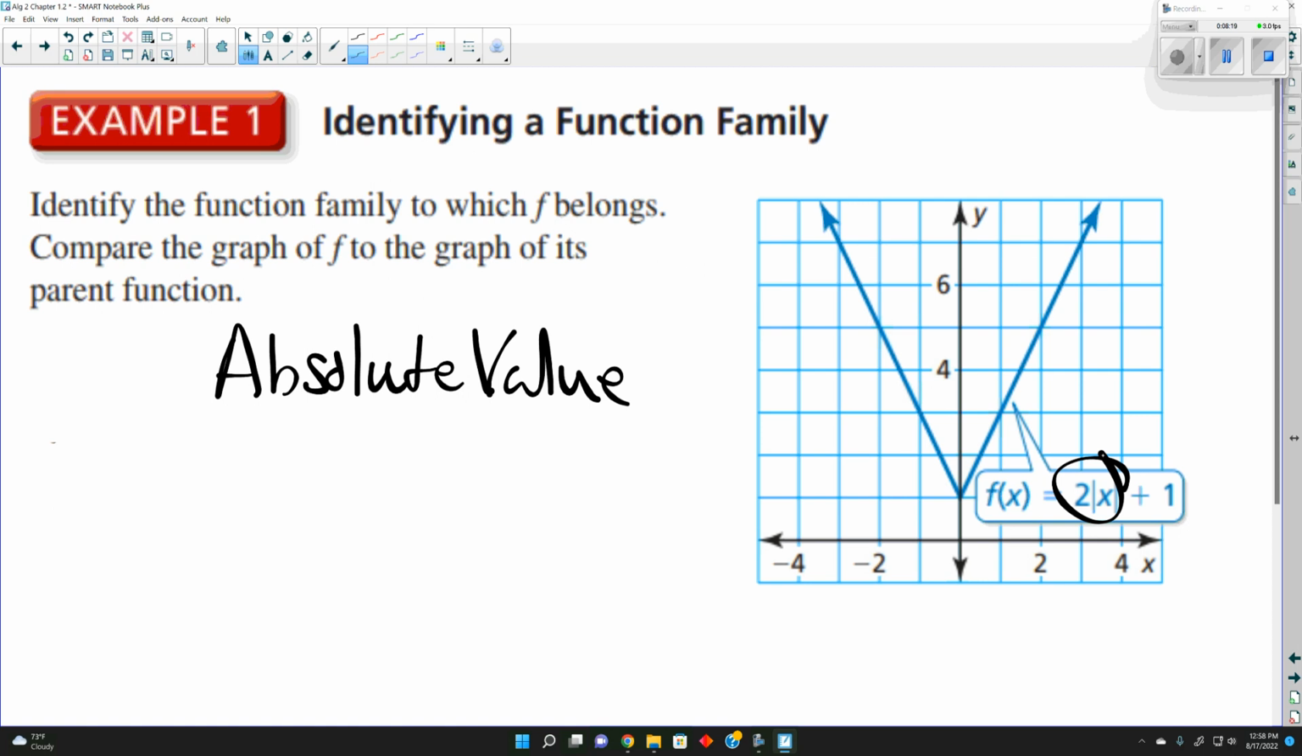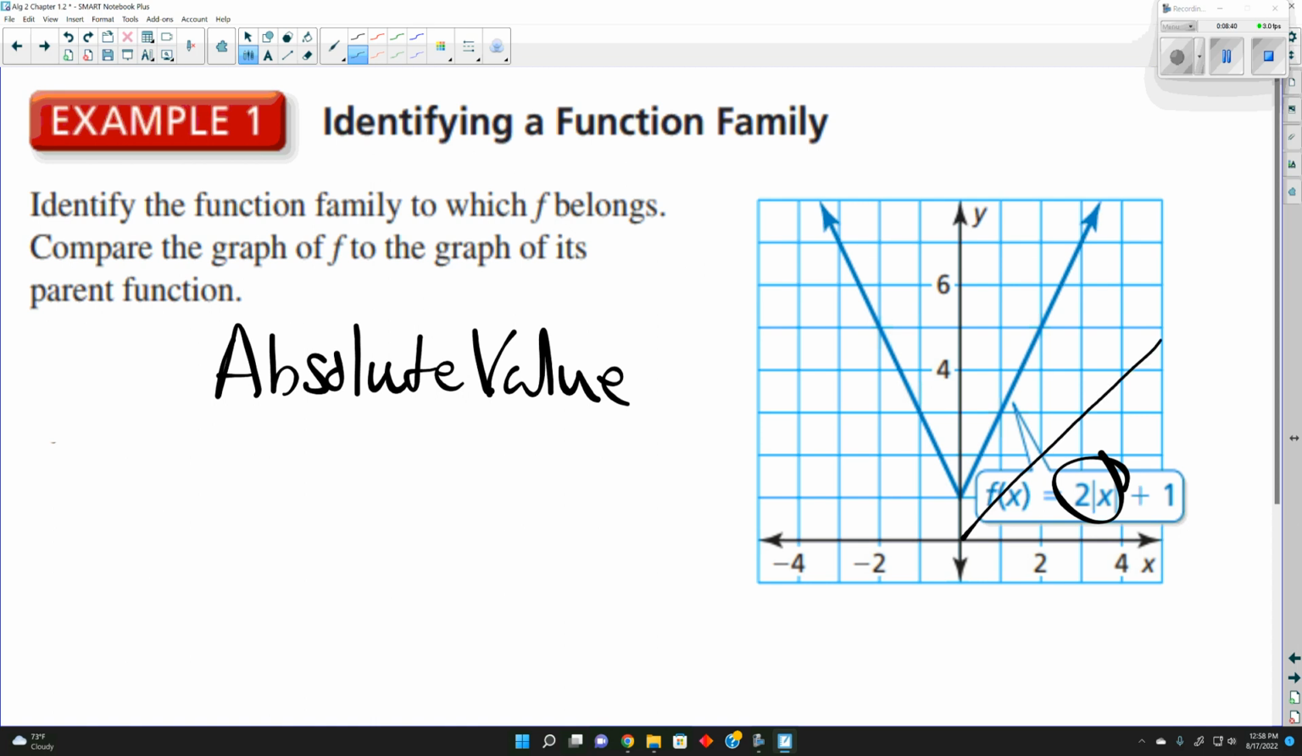But that's also why they call these, the first ones that we look at, the parent functions, because all other functions of them, that we call transformations too, will look like those. Now this one here does have a vertical stretch of 2 and has moved up 1. There are transformations that apply to it. Now we'll get into that here in a minute.